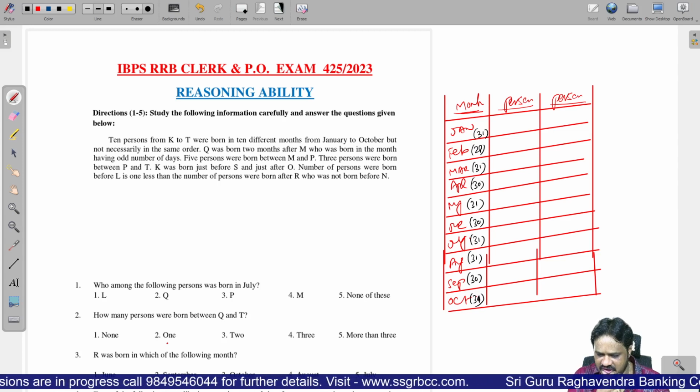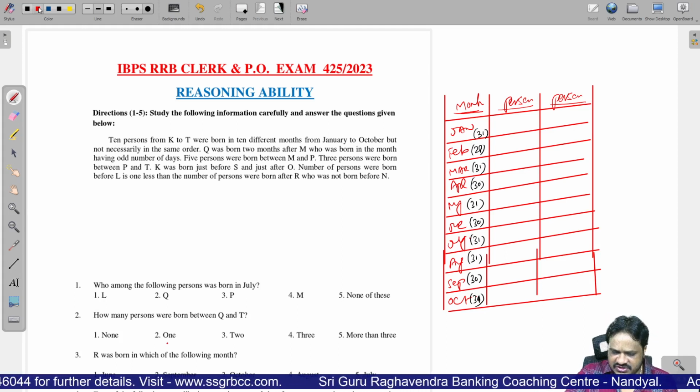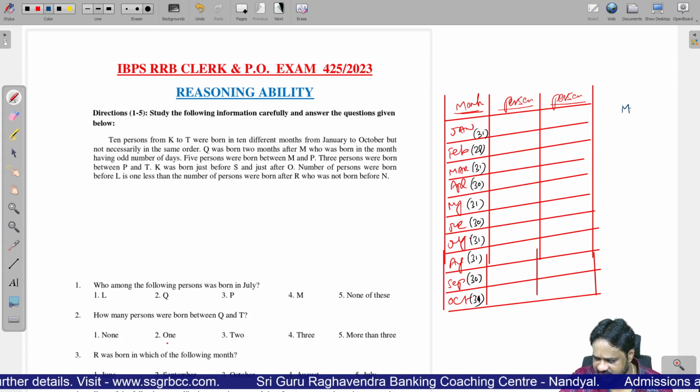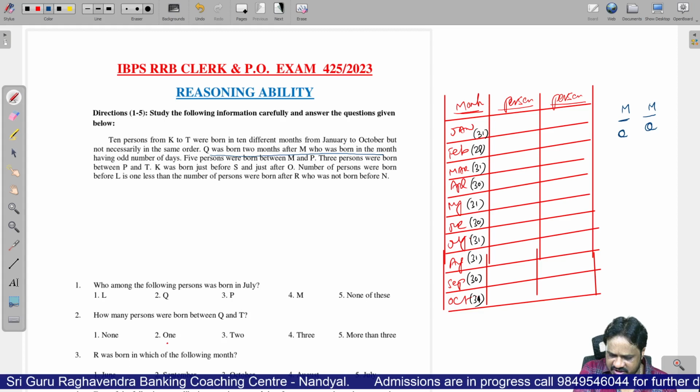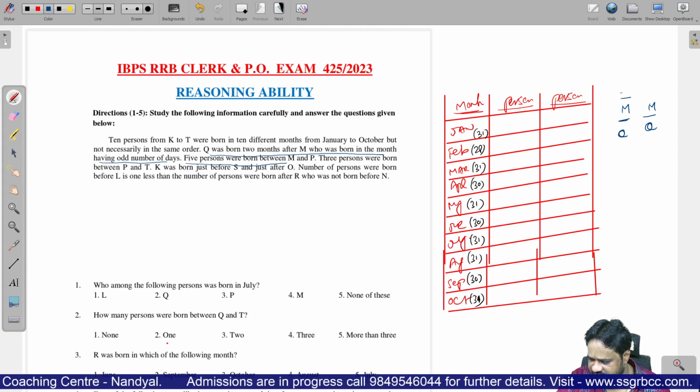Q was born 2 months after M, who was born in the month having odd number of days. So first, I am taking M. After M, 2 months gap, Q. Here also after M, take 2 months gap, Q. Then M is born in the month having odd number of days. 5 persons are there between M and P. We can take like this: 1, 2, 3, 4, 5.